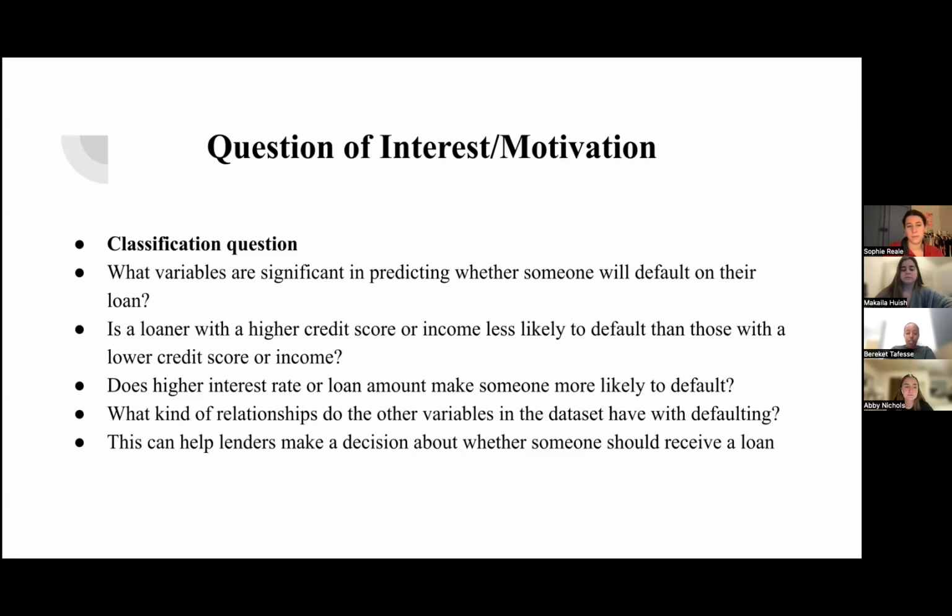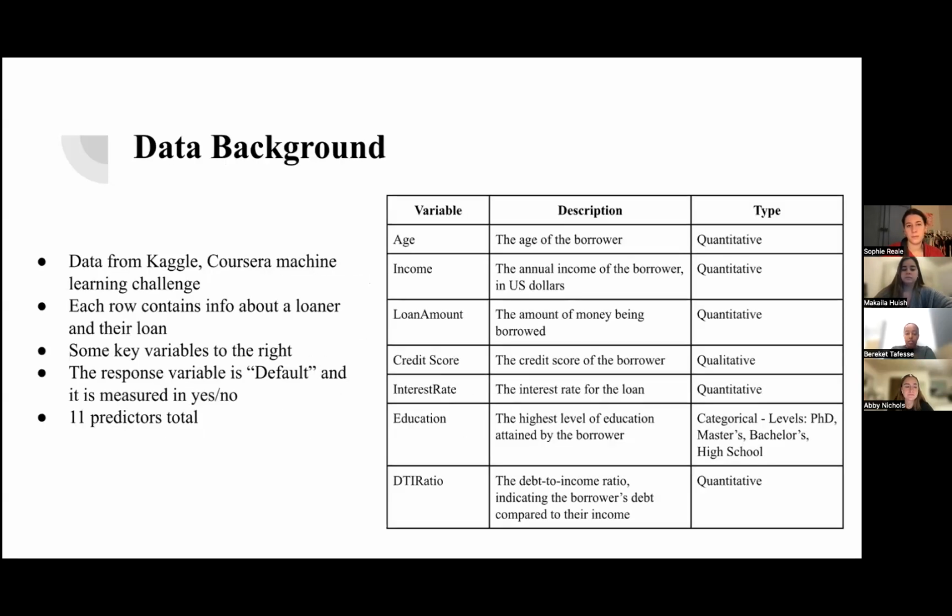Our motivation for this question is that we all had an interest in how machine learning methods could be applied to financial data and how it could help businesses make informed decisions. In this case, it can help lenders make decisions about whether to approve someone for a loan based on their likelihood to default. About our data, it was collected from Kaggle, which sourced it from a Coursera challenge.